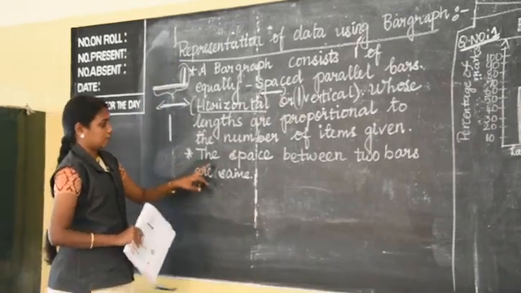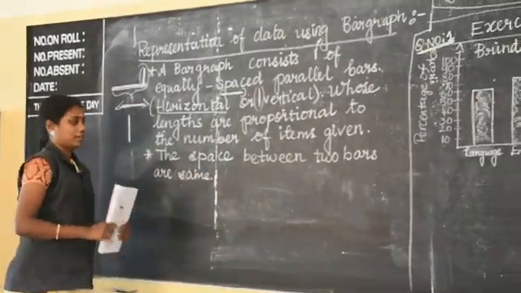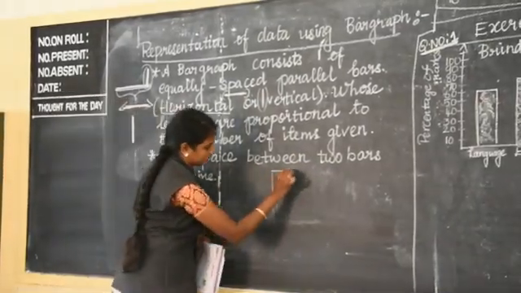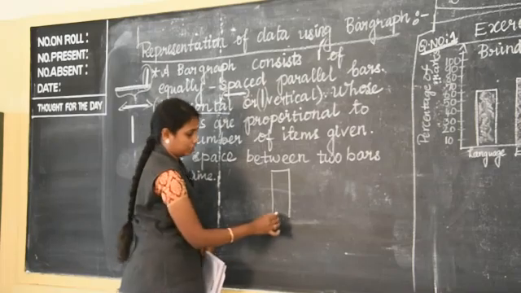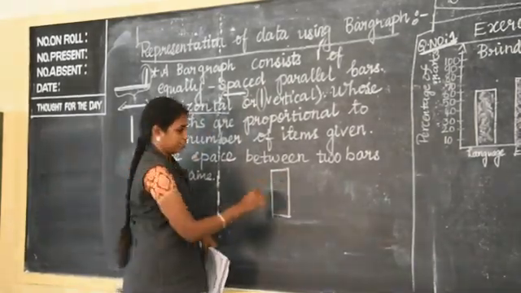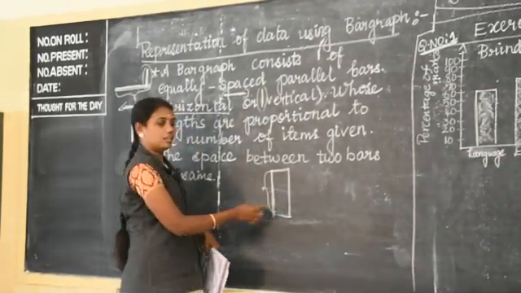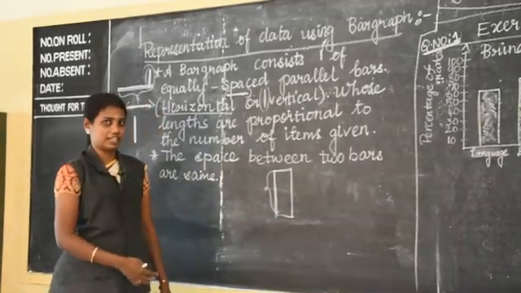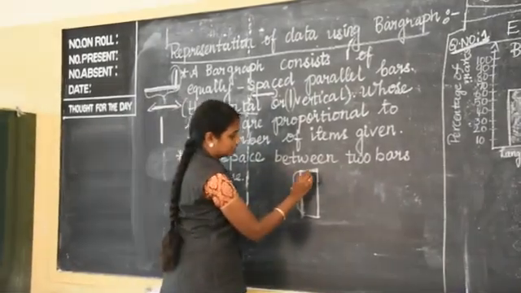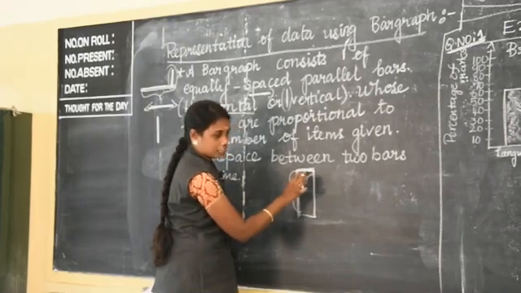Now the next point, the space between two bars is the same. The bar graph is like a rectangular graph. We'll draw like this. It's a rectangle shape, that's why I said rectangular graph. Length is important. Length will vary according to the given question. The width is fixed. This is called width, or breadth. This is the fixed one.